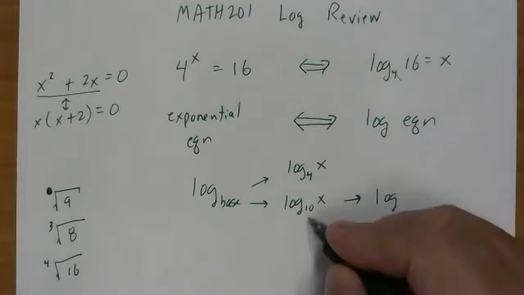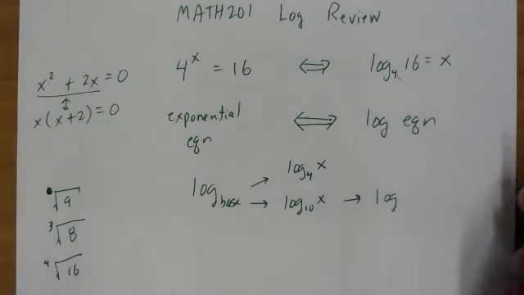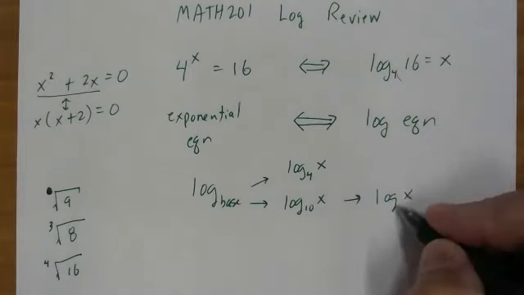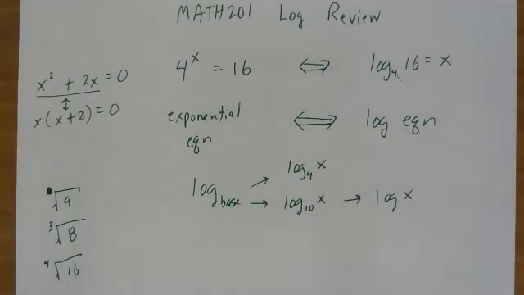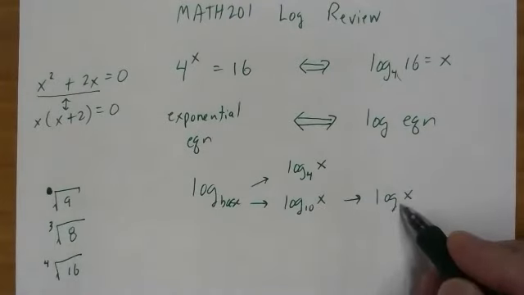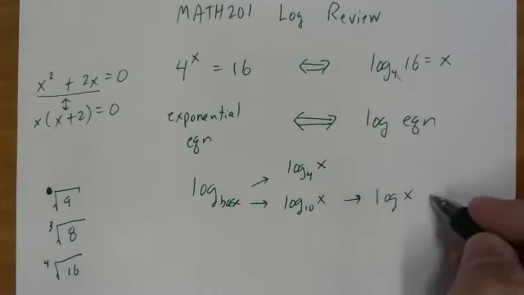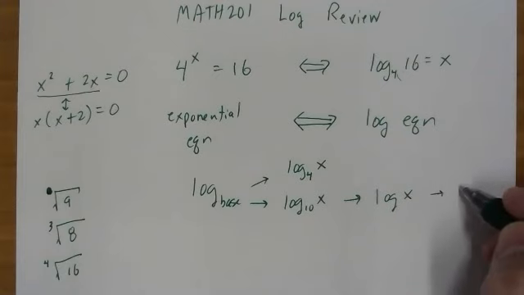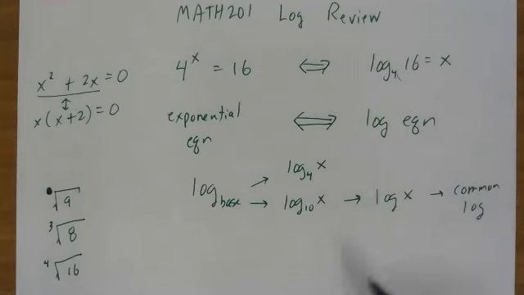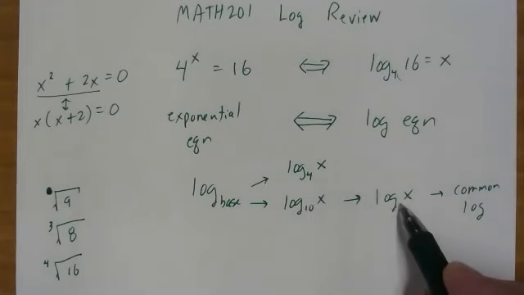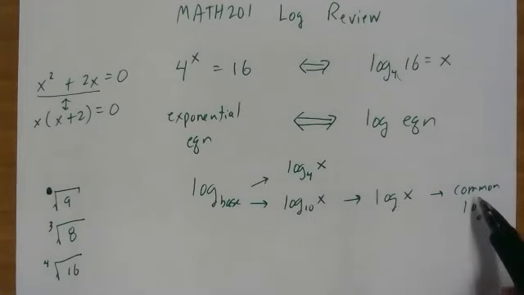Whenever the base is 10, they don't write the 10. So whenever you see a log without a number down here, you know there's really a 10. As a matter of fact, they give this a name. They actually call it the common log. So when your base is a 10, you don't write the 10 here, and we even call it the common log.